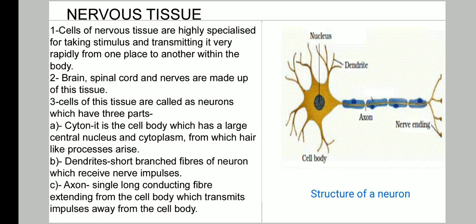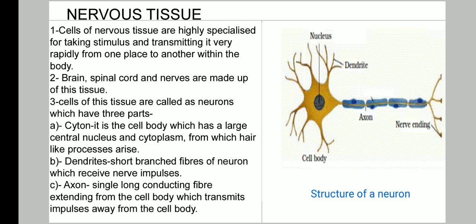Brain, spinal cord and nerves are made up of this type of tissue. Cells of this tissue are called neurons, which have three main parts. The first part is the cyton, or we can call it soma, which is the main cell body, which has a large central nucleus and cytoplasm, from which hair-like processes arise.